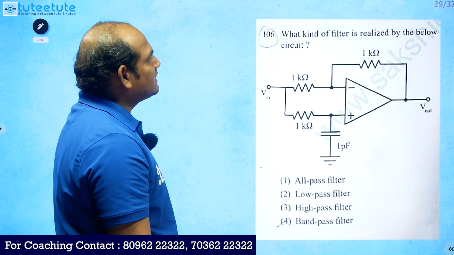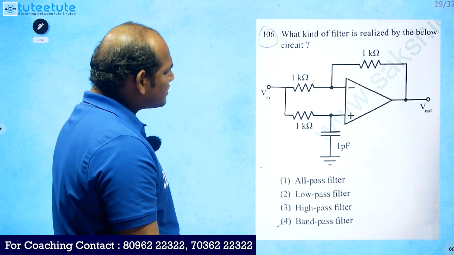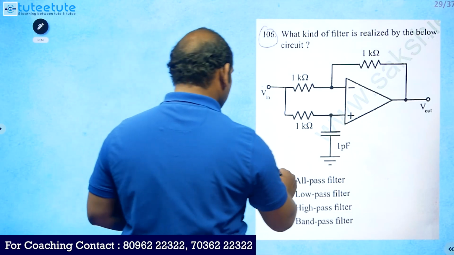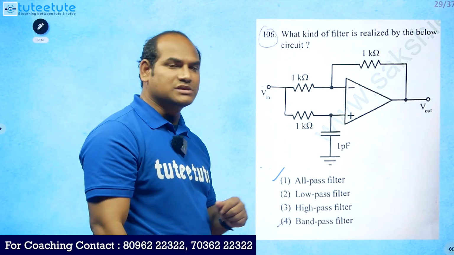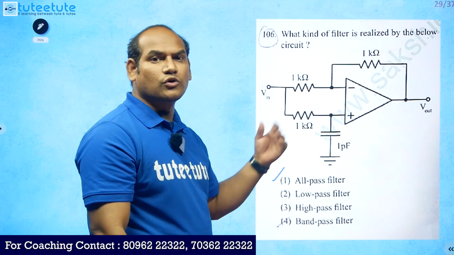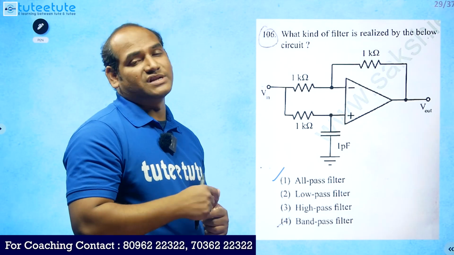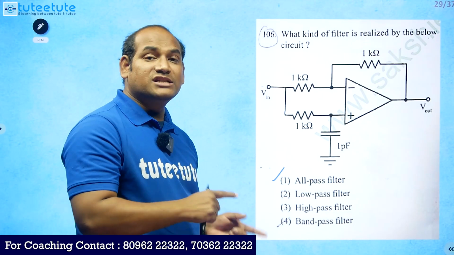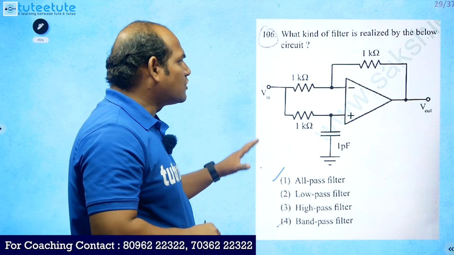Next, what kind of filter is realized by the below circuit? Okay, so it is a standard circuit. Actually, by seeing this one we can tell it is an all pass filter. You can check that one. Take frequency equal to 0, you will get output. Take frequency equal to infinity, then also you will get output. But at these two frequencies you will get a phase difference. So an all pass filter is actually passing all the frequencies, and it is providing different phase shifts at different frequencies. That is followed by this particular circuit.